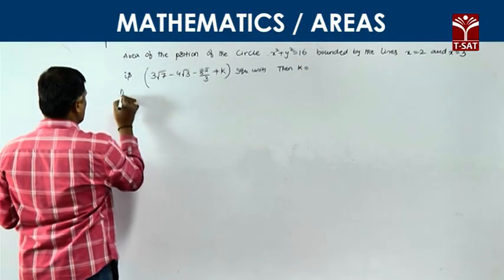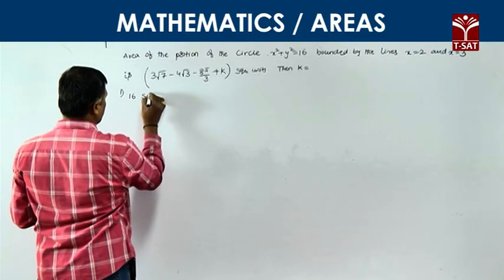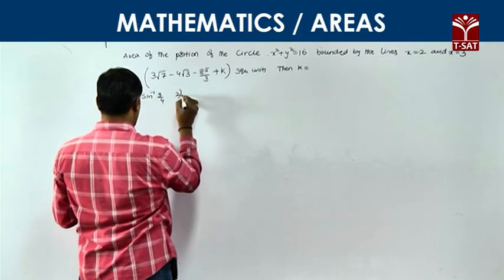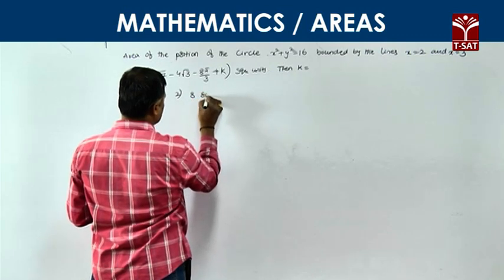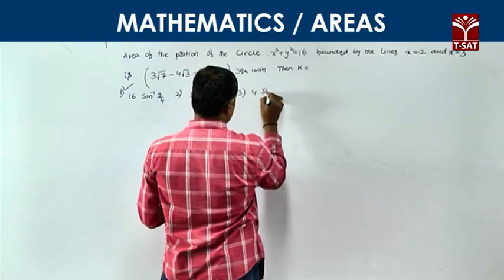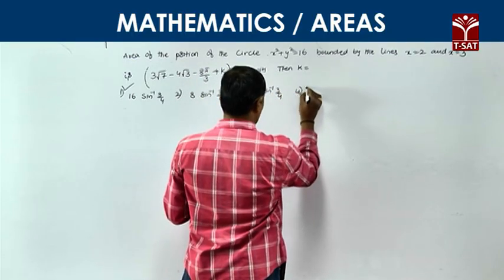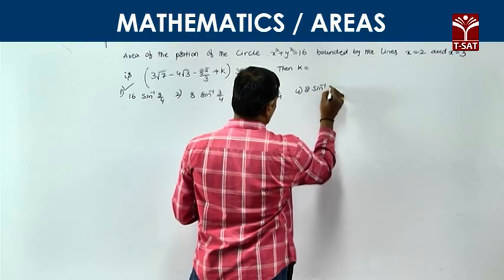First option, 16 into sin inverse 3 by 4. Second option, 8 into sin inverse 3 by 4. Third option, 4 into sin inverse 3 by 4. Fourth option, 2 into sin inverse 3 by 4.